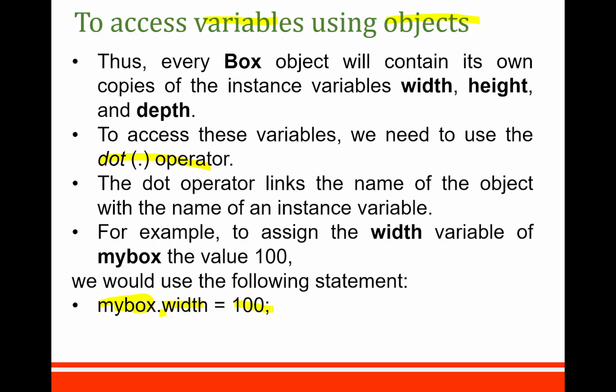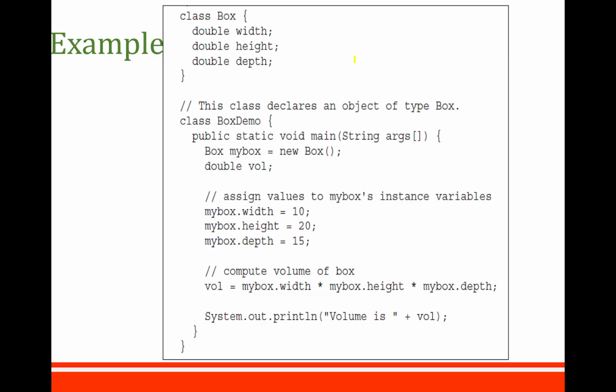and here we are assigning some value to the width as 100. This is an entire example of how we created a class, how we created an object, and how we access the variables using the object. So these things we have already seen. Class name is box consisting of variables width, height and depth, and here we have another class, BoxDemo, where inside this class we create an object for the box class. So in this line we create the object myBox.